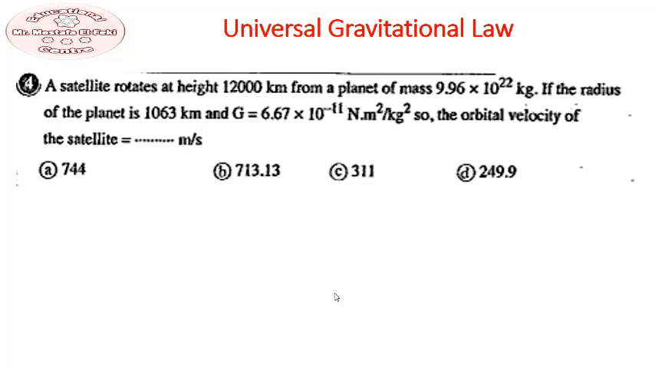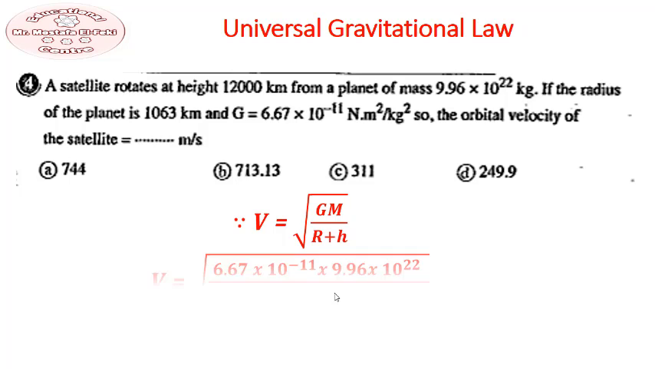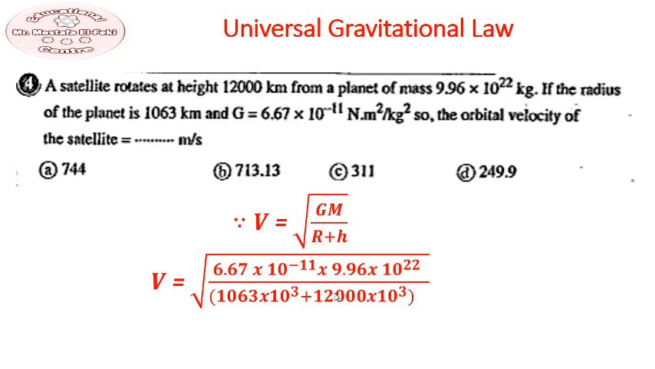A satellite rotates at a height of 12,000 km from a planet of mass. If the radius of the planet is given and the gravitational constant is given, so the orbital velocity, this is the relation, substituting directly into the relation and converting from kilometer to meter, times 10 to the power of 3. This is the correct answer.